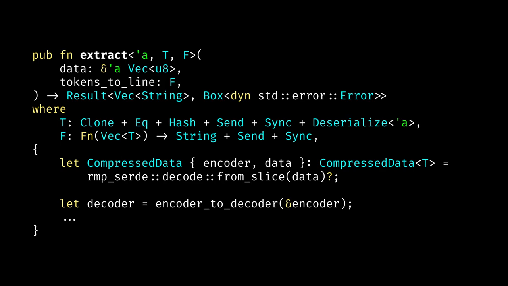We need to take tokens and somehow merge them to be one line. And this function will return a result. If everything goes well, this result will be an OK of vector of strings, which is our lines. Now we just use the RMP Serde library to decode our bytes to the compressed data struct. Then we call our encoder-to-decoder function to convert the encoder that we stored in the file to a decoder hash map that we can use to extract tokens from the prefix codes.